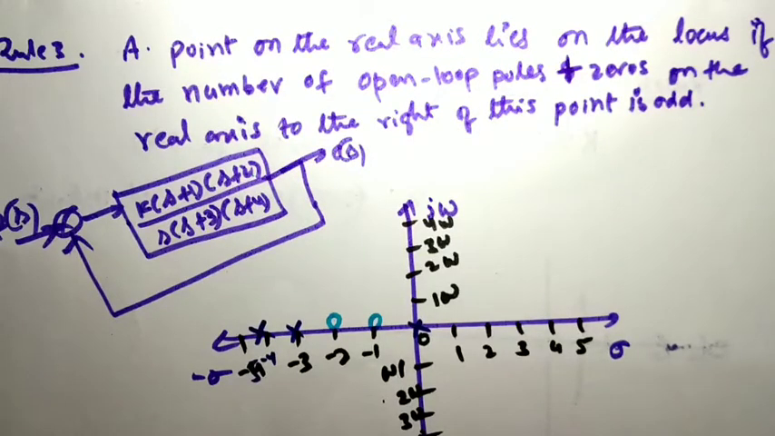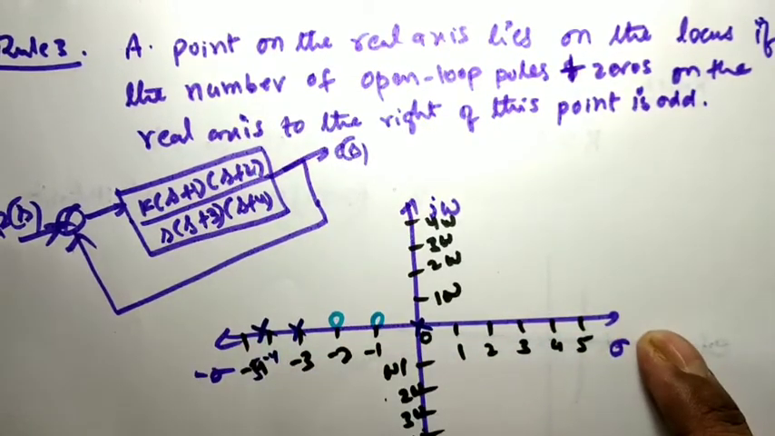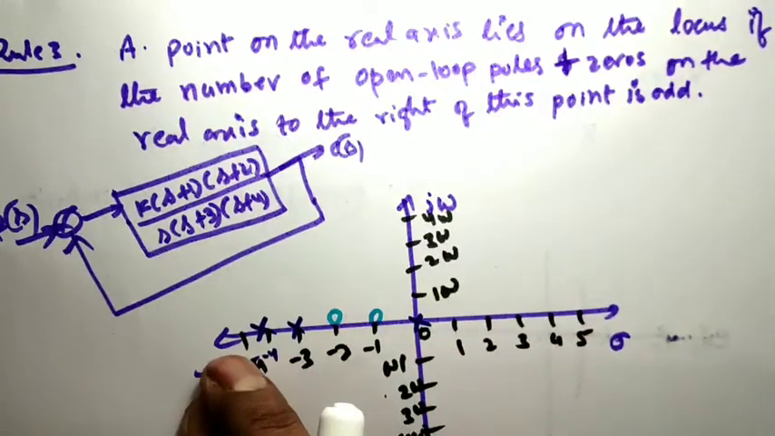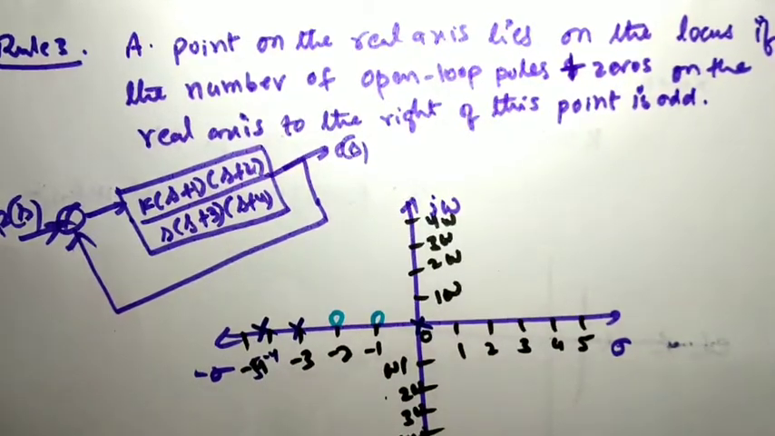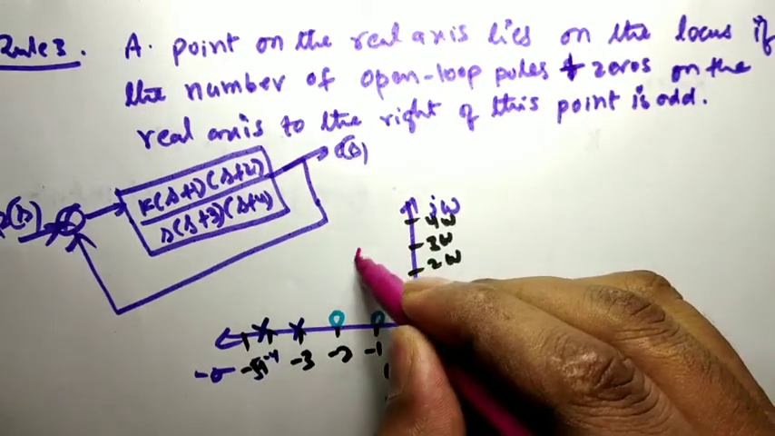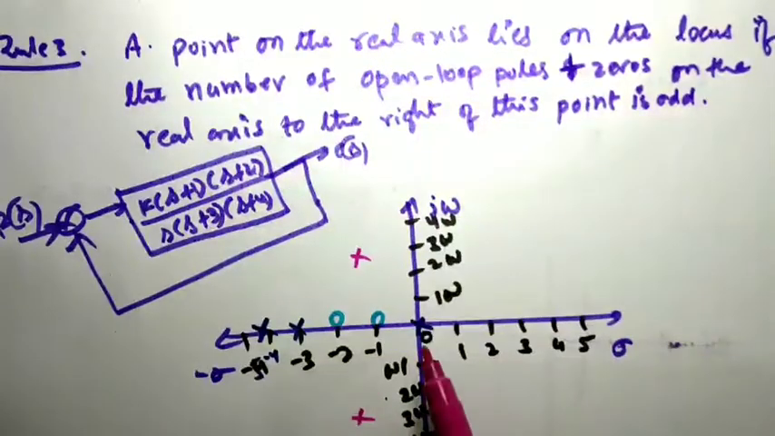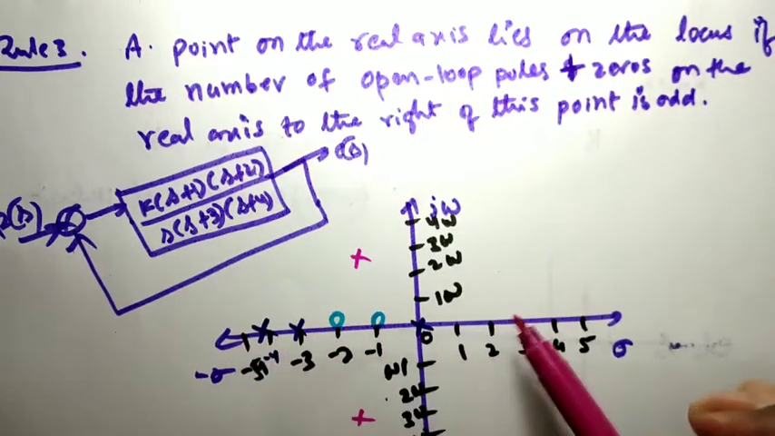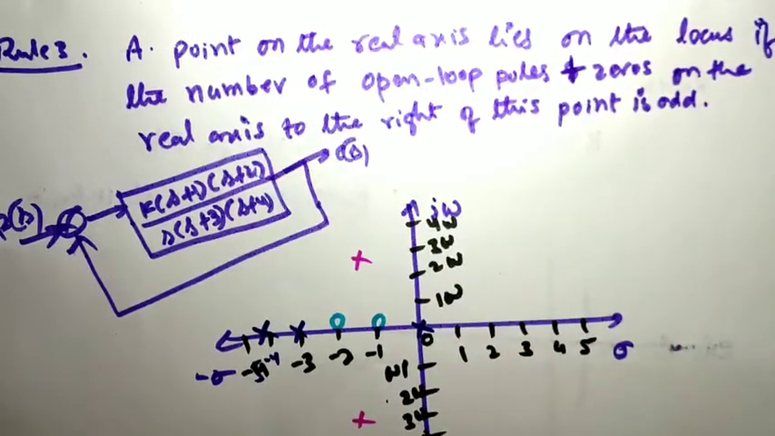You have to find the root locus path only on the real axis, the entire real axis, from negative to positive. How are you going to find it? Even if we have complex poles, we don't consider them. We only observe the poles and zeros which are lying on the real axis.